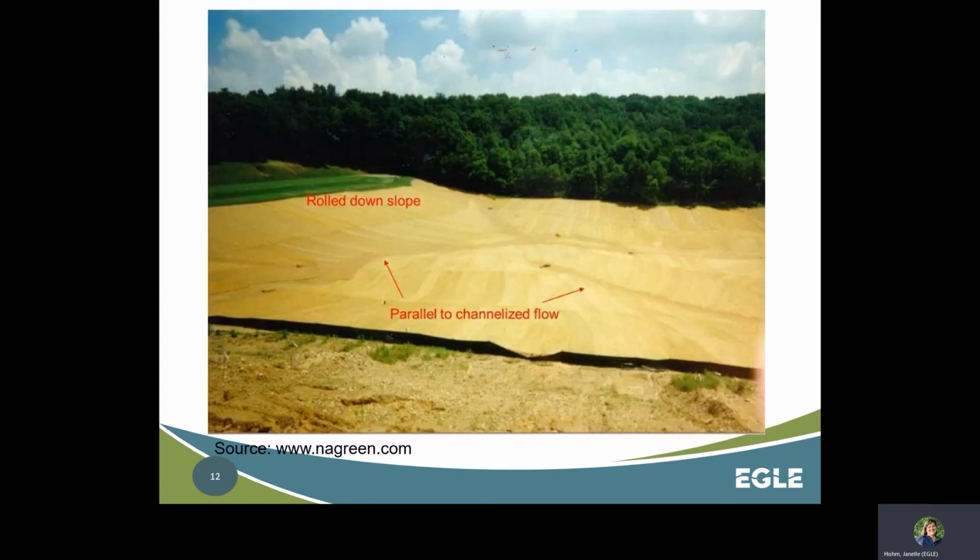In this photo, you can see that the mulch blankets start at the top of the slope and are rolled down slope. At the bottom of the basin, the mulch blankets are installed parallel to the channelized flow. Clearly, a lot of effort was put into this site.